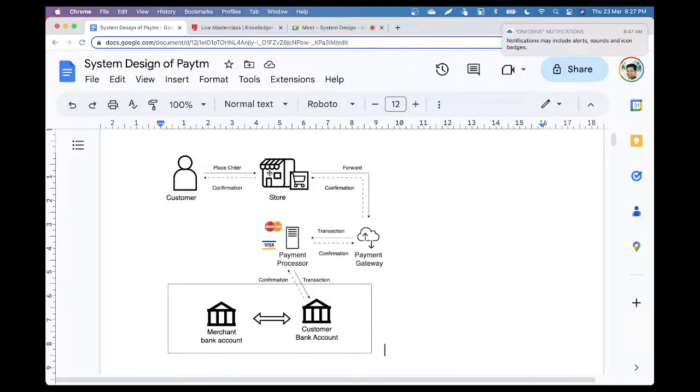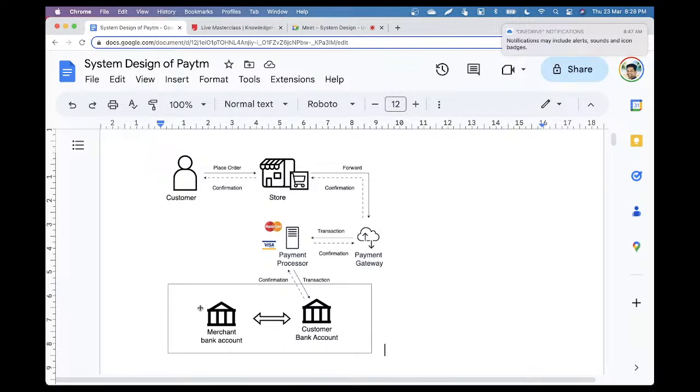But yes, on e-commerce sites like Amazon, Flipkart, you will have online integration. So when you purchase an item, the request is forwarded to the payment gateway for payment processing, and the payment gateway works with the payment processor. The payment processor could be MasterCard, Visa, or UPI, and then the payment processor takes care of settling the money transaction with the banks, so money is deducted from the customer's bank account and credited to the merchant's bank account.